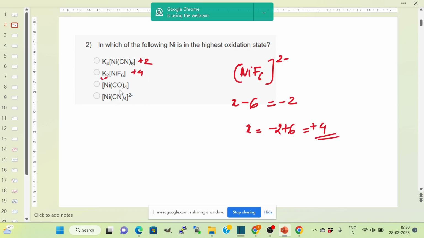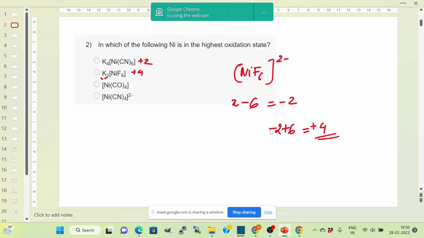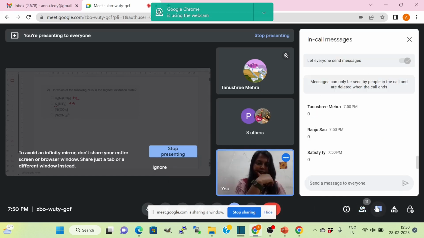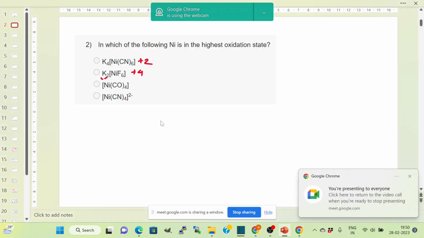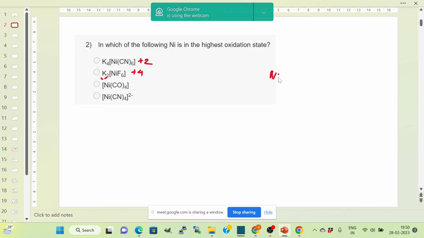Now what is the oxidation state of nickel in option C? Please put it in the chat box. Okay, great, so you are absolutely right. In option C, nickel has zero oxidation state. There is no charge on the complex, and carbon monoxide is also a neutral ligand, so there is no charge for that. So x is equal to 0. Okay, now what is the oxidation state of nickel in option D?